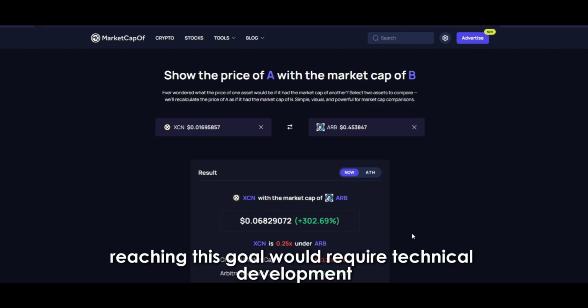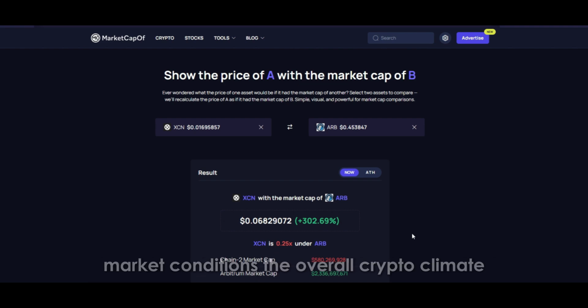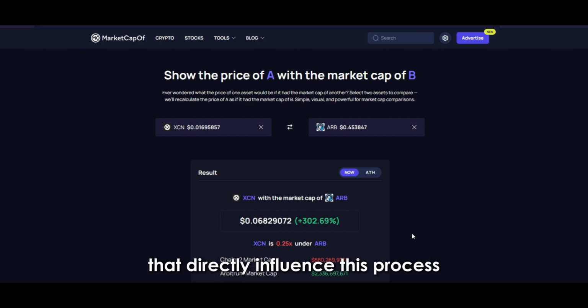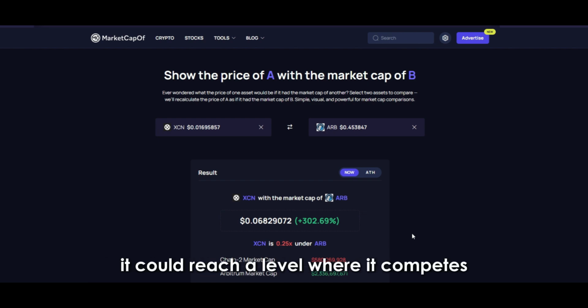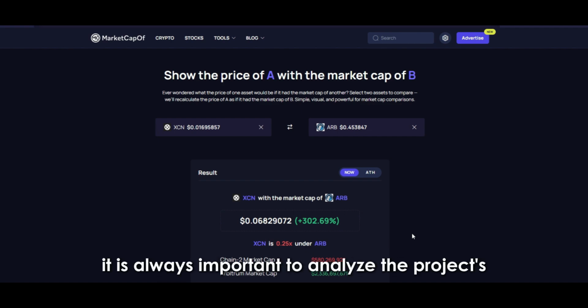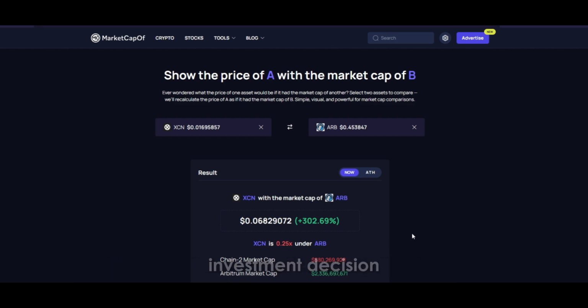However, reaching this goal would require technical development, community building, strategic partnerships, and earning investor trust. Market conditions, the overall crypto climate, and investor psychology are also key factors that directly influence this process. XCN's current position may indicate that it is still in a phase where its full potential has not yet been realized. If the right steps are taken, it could reach a level where it competes with major projects like ARB. However, this process will take time, and it is crucial for investors to be patient and strategic along the way. Before investing, it is always important to analyze the project's technical details, roadmap, and team, as these form the foundation for a sound investment decision.